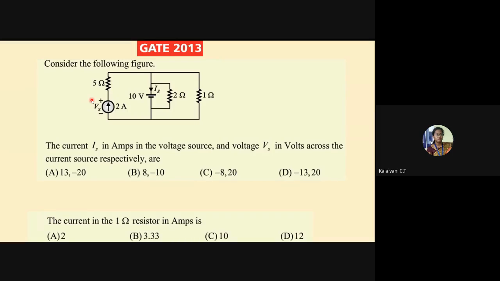So how to solve this question? Again, in GATE, for the same figure, 2 questions are asked. One question is the current across the voltage source and the voltage across the current source. Another question is the current in 1 ohm resistance. So current in 1 ohm resistance is this. So for a single diagram, they have 2 questions. So how to solve this?